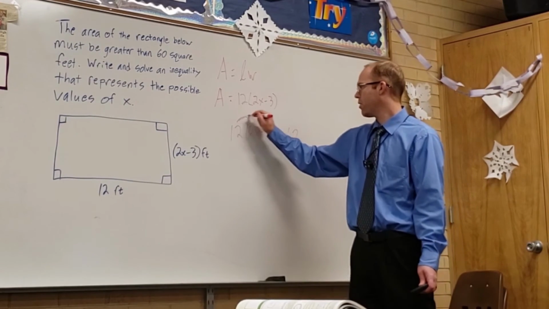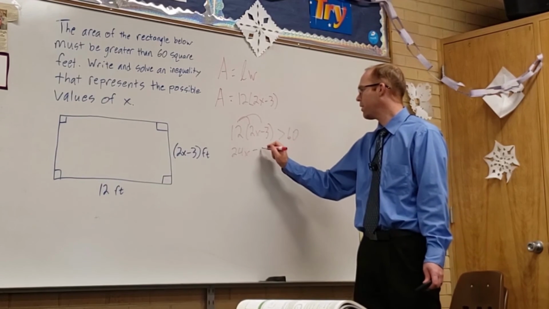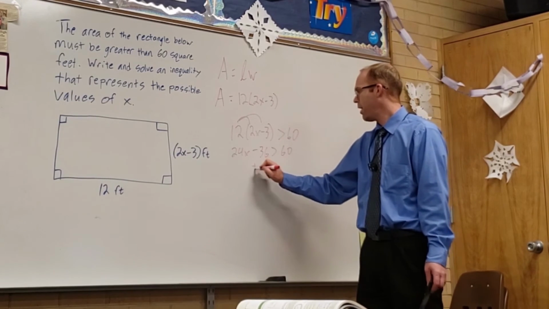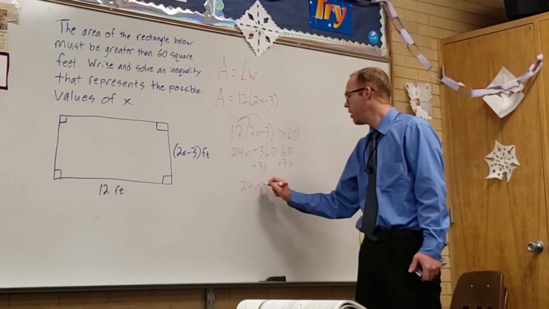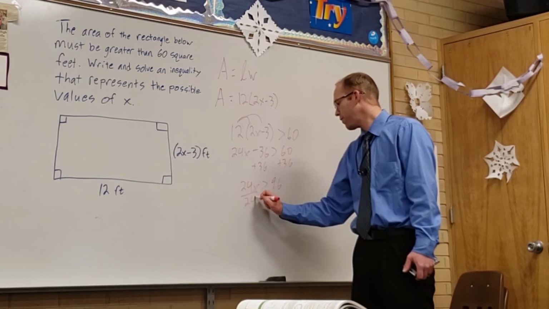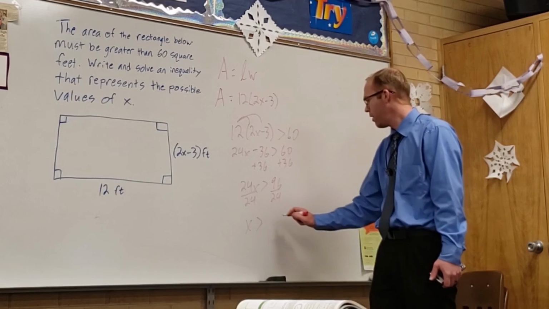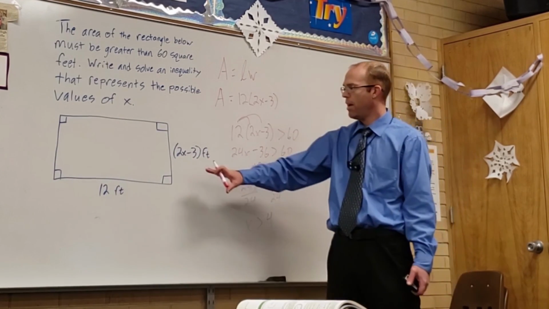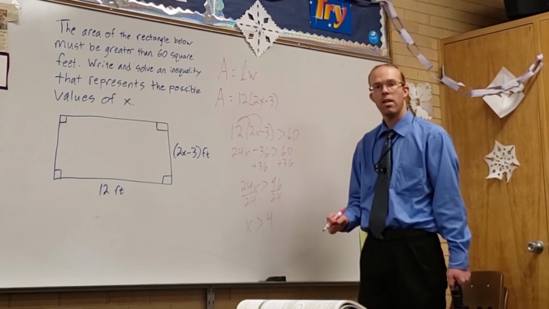When we solve this, we can distribute. That'll give us 24x. 12 times negative 3 gives us negative 36. We need that to be greater than 60. Add that 36 to both sides. We get 24x is greater than 96. Finish out by dividing by 24 here, and we get x is greater than 4. All right, and that would give us a length and a width that would give us an area greater than 60. Thank you very much.